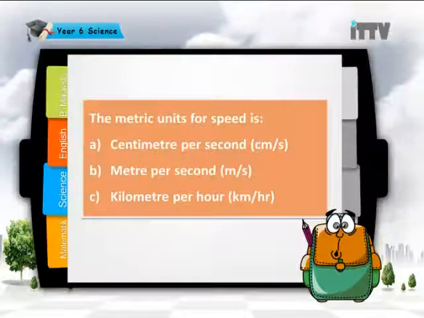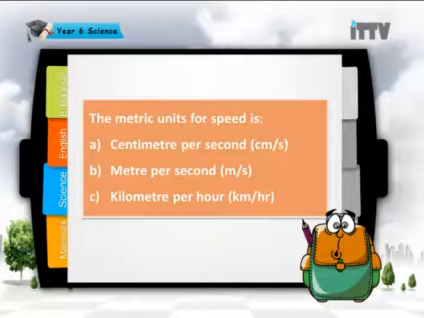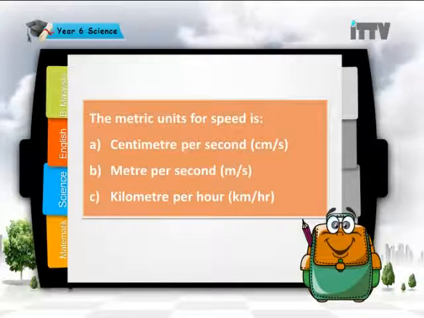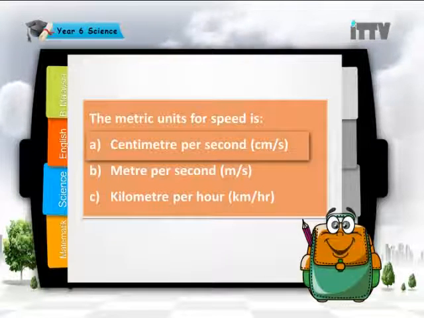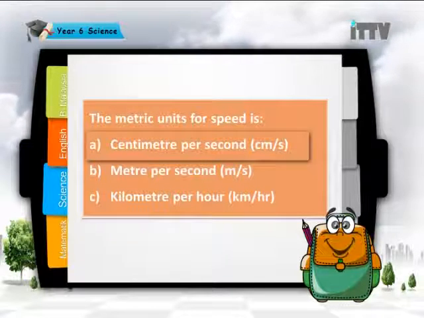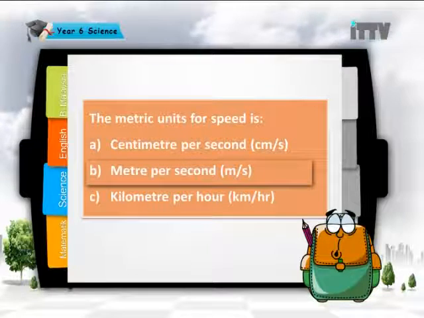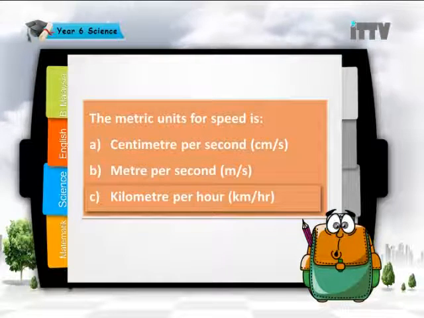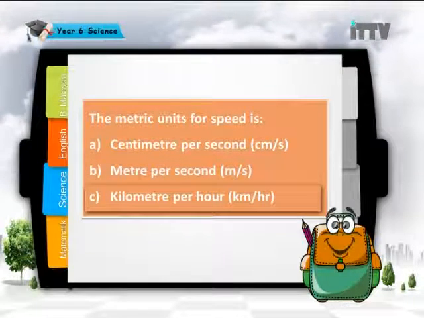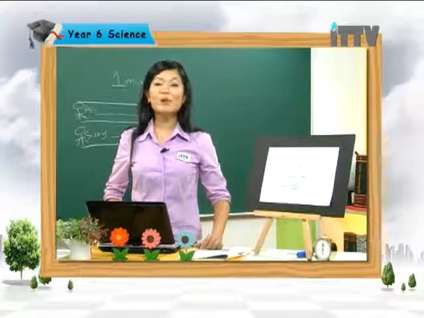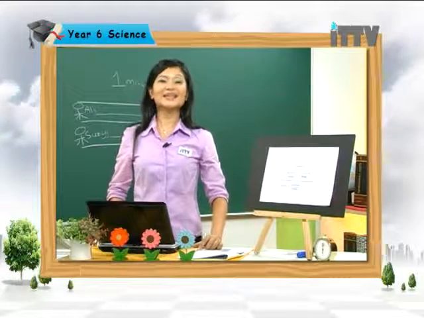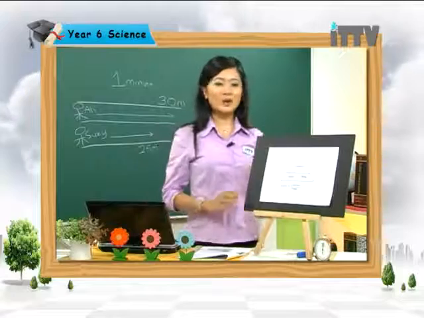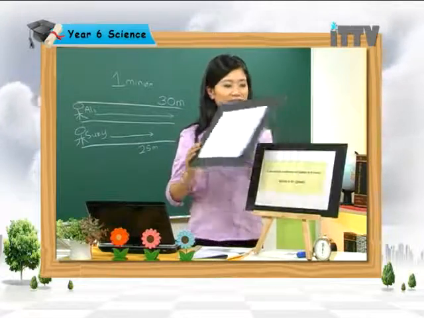Let's take a look. The metric units for speed are centimeter per second, meter per second, or kilometer per hour. It all depends on what the question wants. Now children, I have a question for you. Let's do this together.